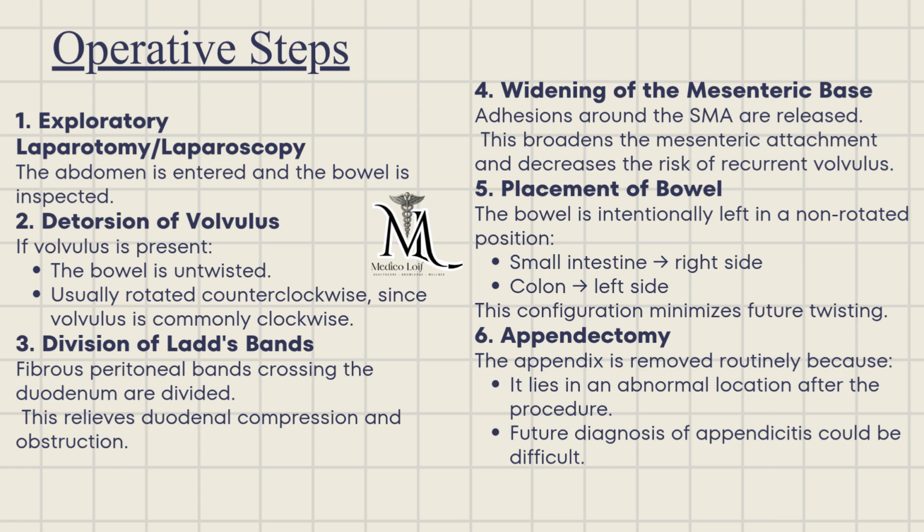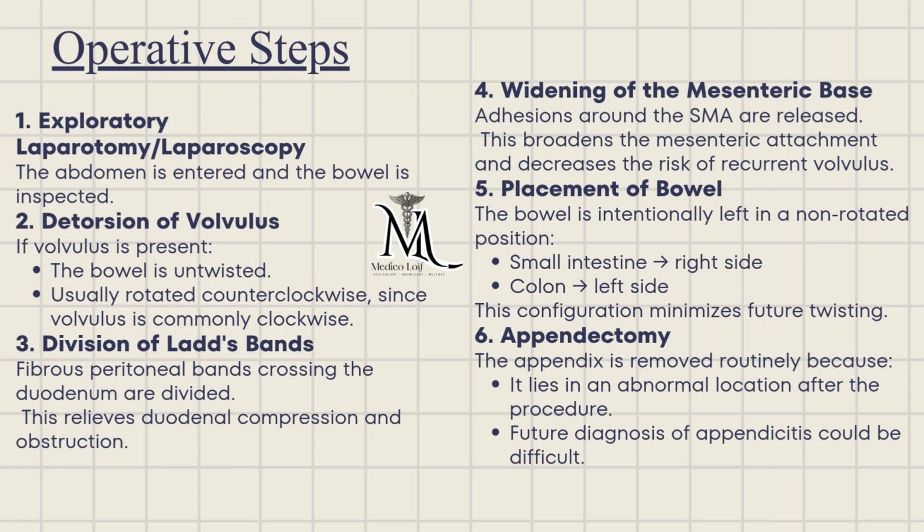4. Widening of the mesenteric base. Adhesions around the SMA are released. This broadens the mesenteric attachment and decreases the risk of recurrent volvulus. 5. Placement of bowel. The bowel is intentionally left in a non-rotated position. Small intestine on the right side. Colon on the left side. This configuration minimizes future twisting.